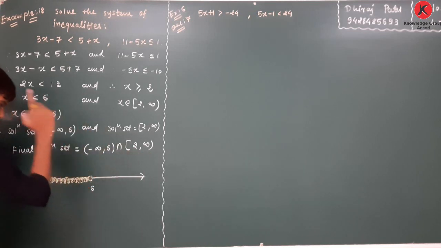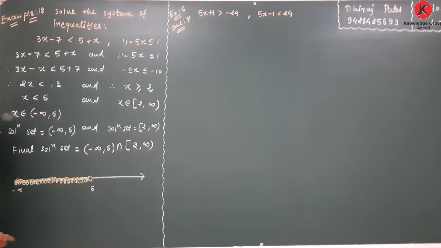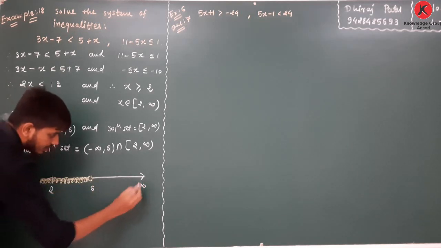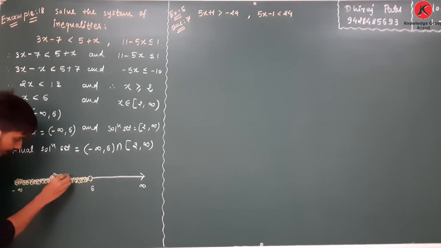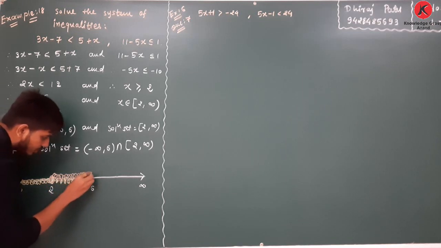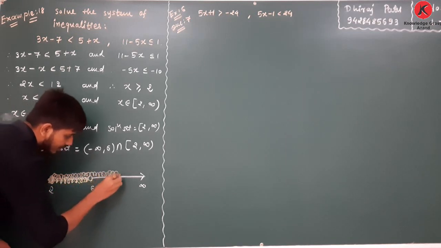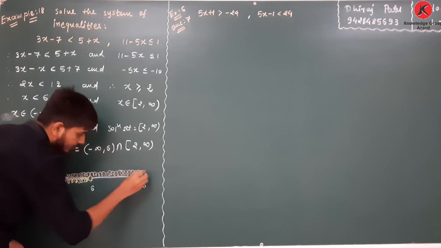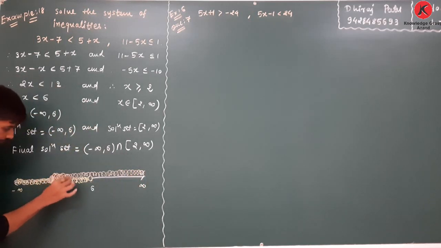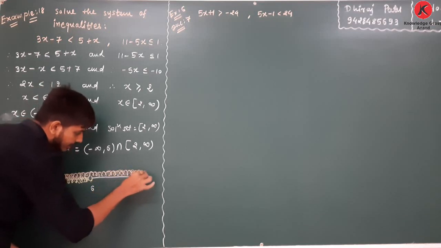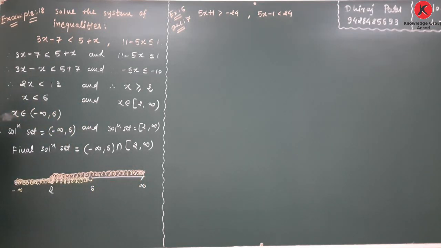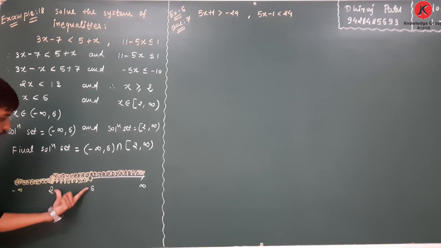Now on the number line, also represent the portion 2 to infinity. Okay, 2 is included here. We included 2 and considered the portion from it up to infinity. See, this is the portion 2 to infinity. Here 2 is included.